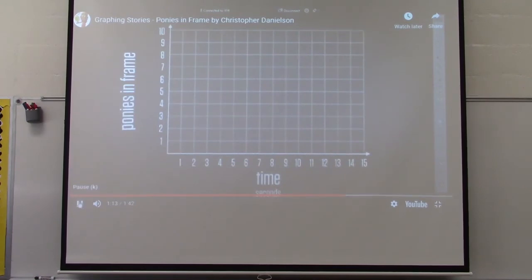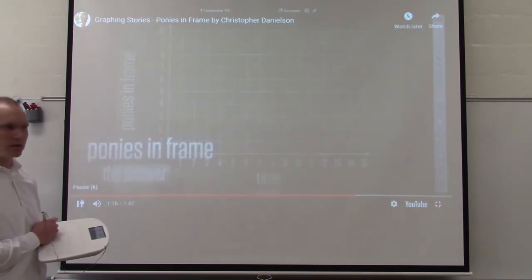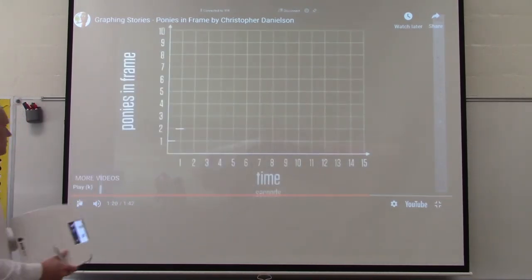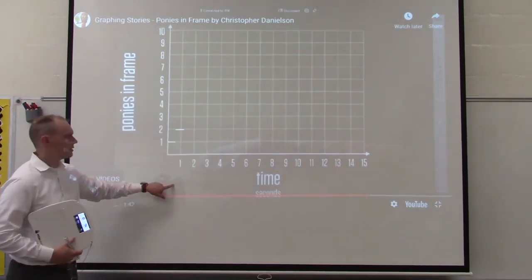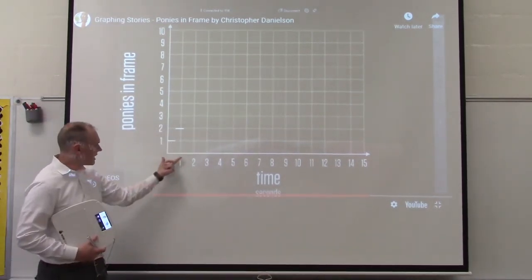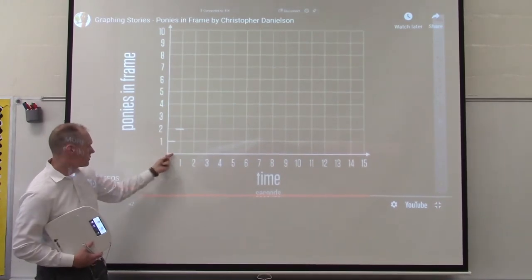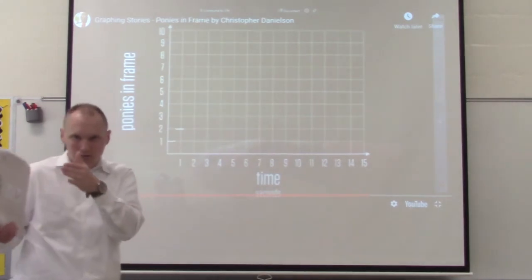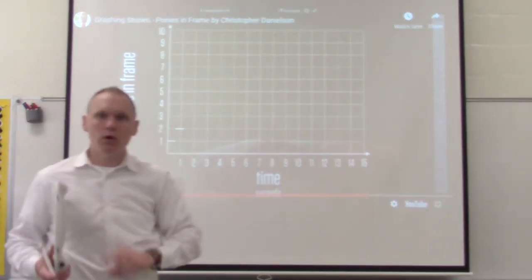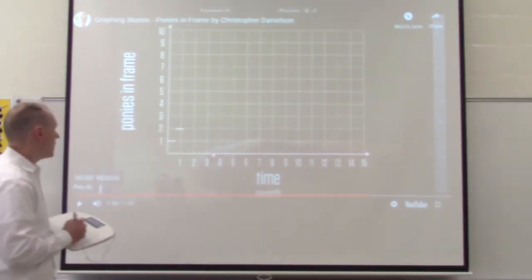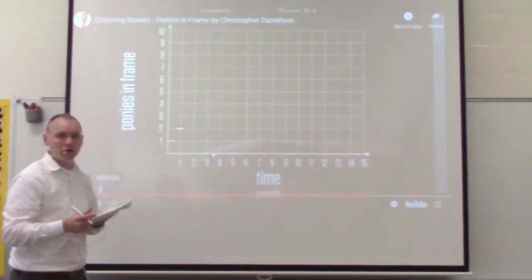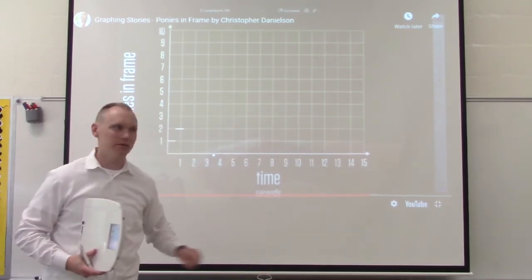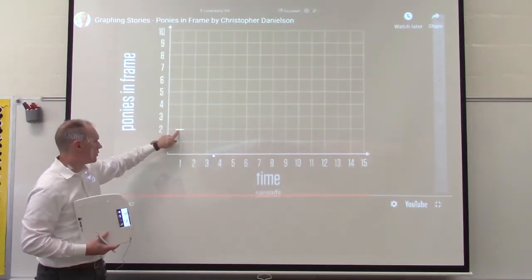Okay, so at various points of time there were varying numbers of ponies in the frame. So if you start out, there's just one pony right here. So for these seconds, it looks like from 0 seconds to maybe a half second, there was one pony. So over that whole time span of 0 to half a second, there was only one pony in the frame. And then all of a sudden, boom, at 0.5 seconds, a second pony enters the frame. And so now you've got this second line forming here.